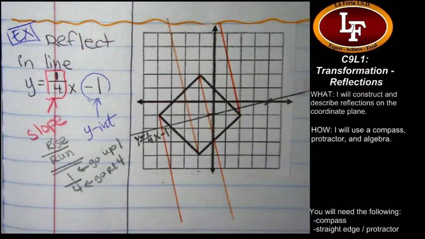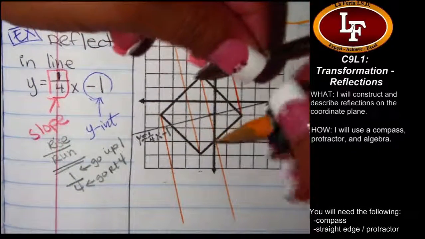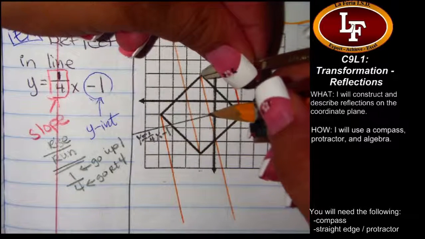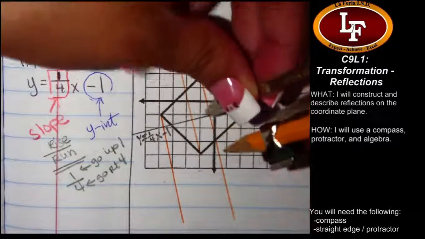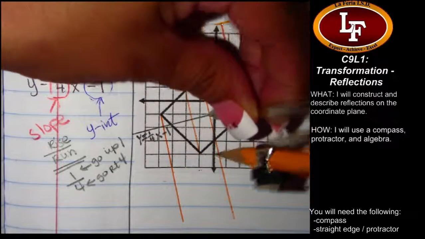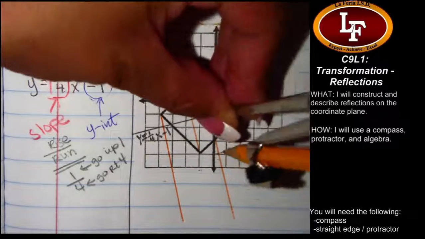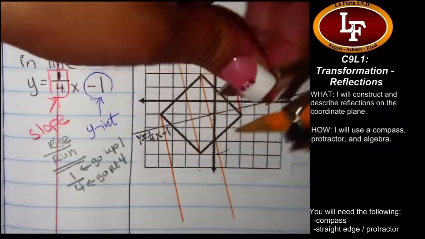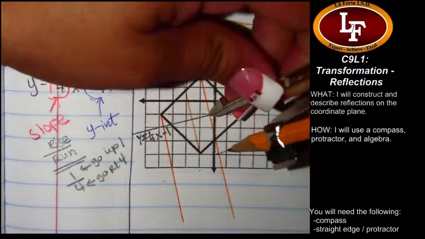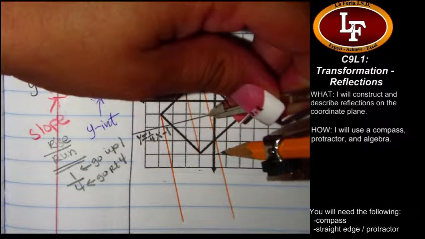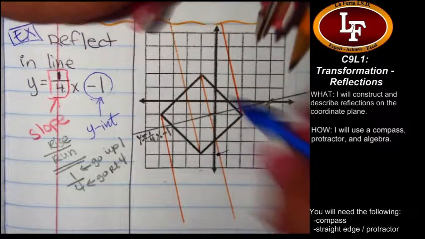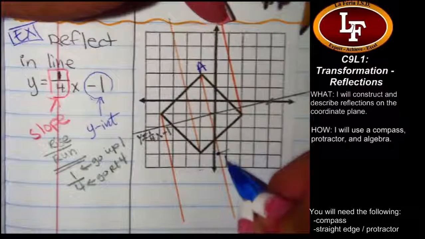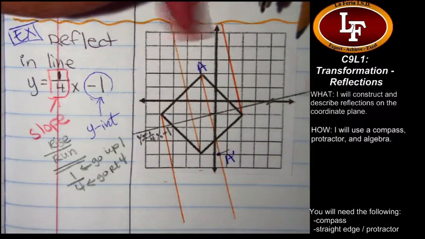Alright. Compass time. For each point that you are reflecting, you're going to use your compass to measure the distance between that vertex and your line of reflection, and you're going to copy that distance on the other side of the line of reflection. Recall that from Monday? Some of you were not here on Monday, so this is what will happen on your video from Monday.